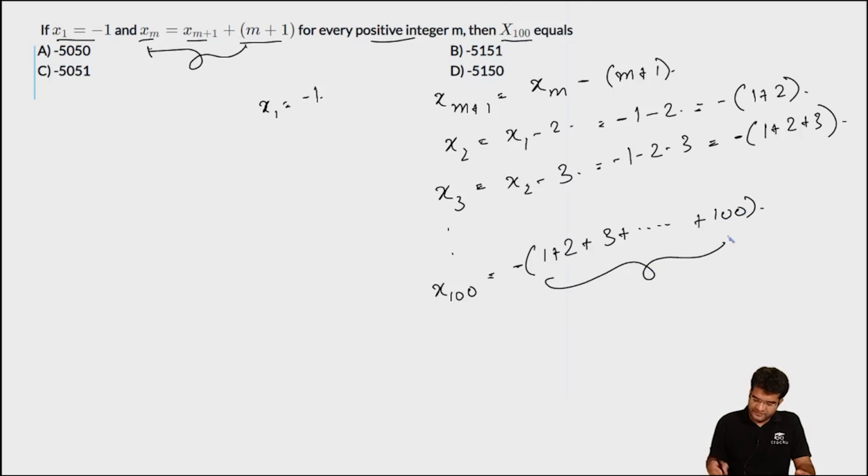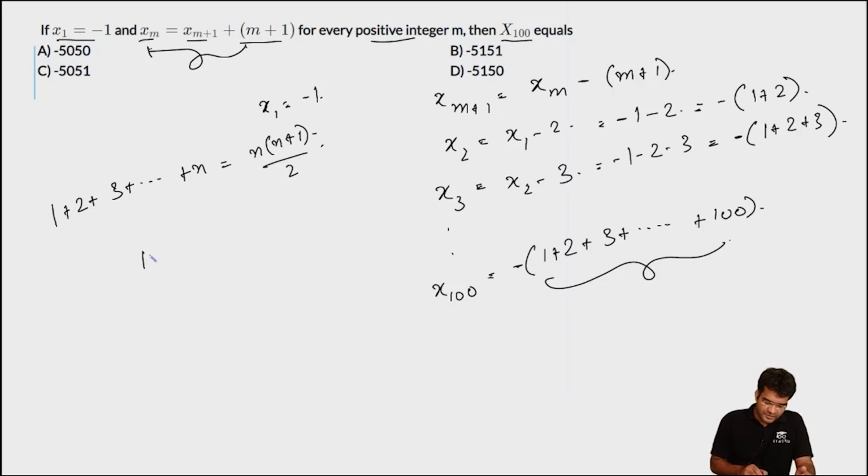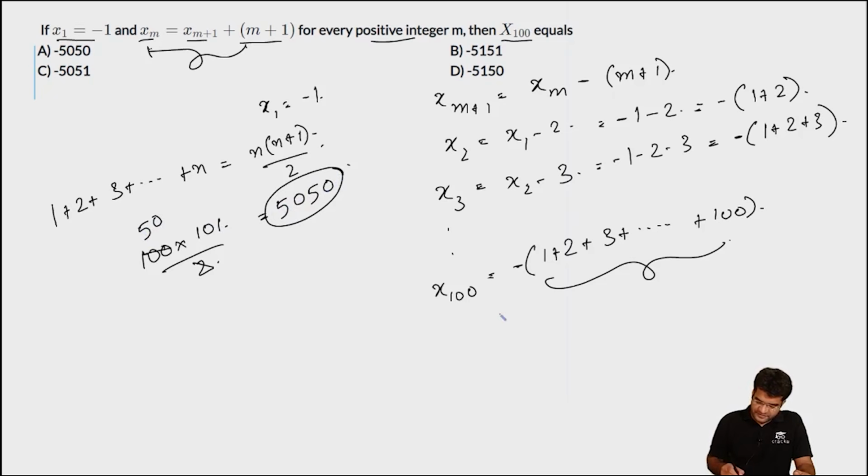This is minus of the sum of the first 100 natural numbers. We know that the sum of the first n natural numbers, that is the value of 1 plus 2 plus 3 plus dot dot dot till n, is equal to n into n plus 1 divided by 2. So what is the sum of the first 100 natural numbers? That will be equal to 100 into 101 divided by 2. 100 divided by 2 is 50, and 101 into 50 is equal to 5050. So the value of x of 100 will be minus of that, or it will equal minus 5050. This is the answer.